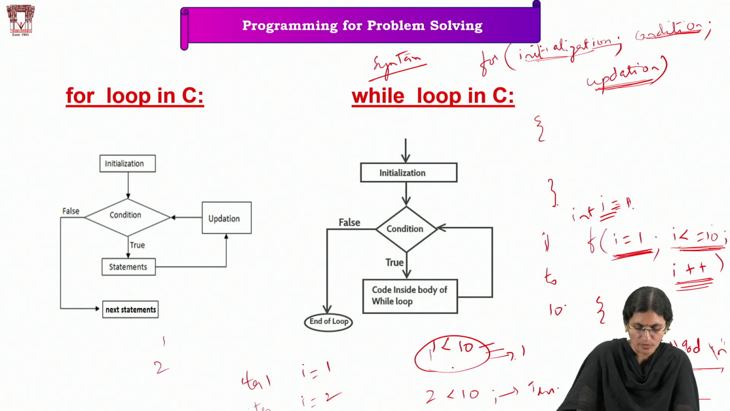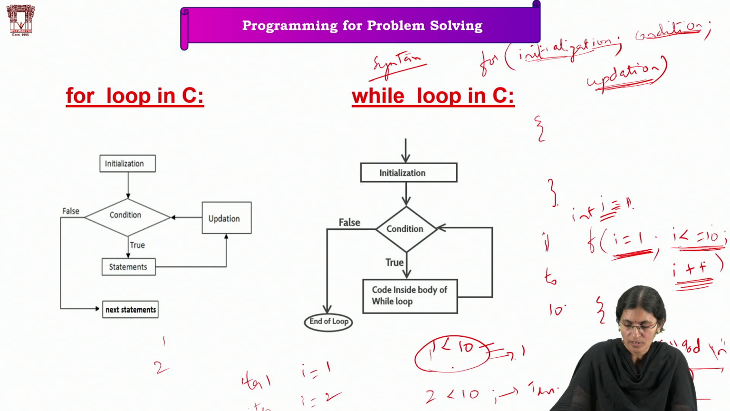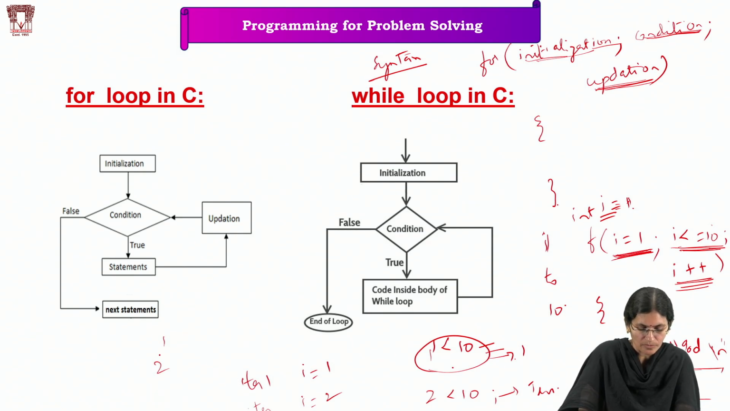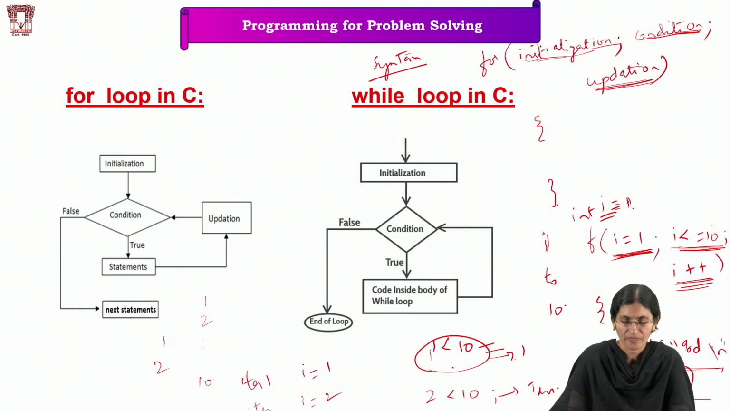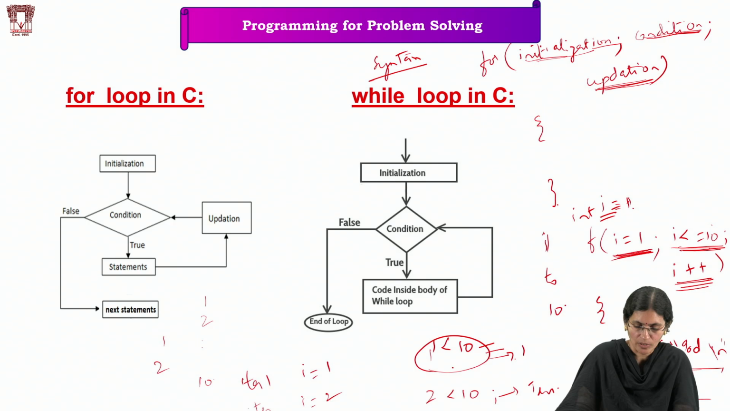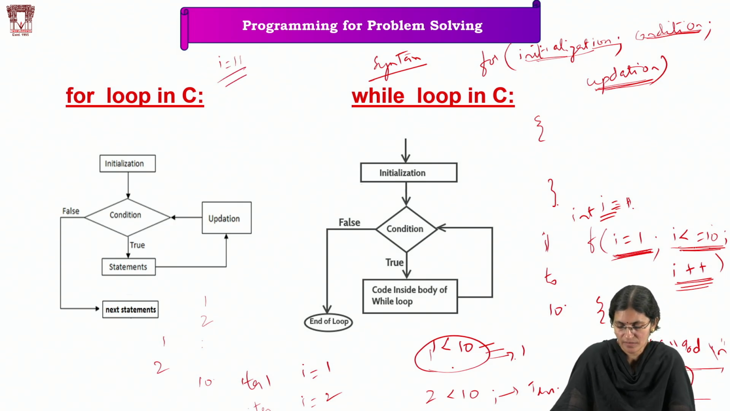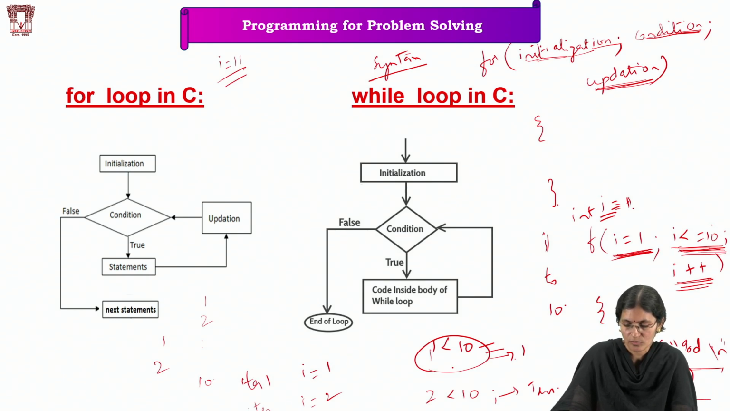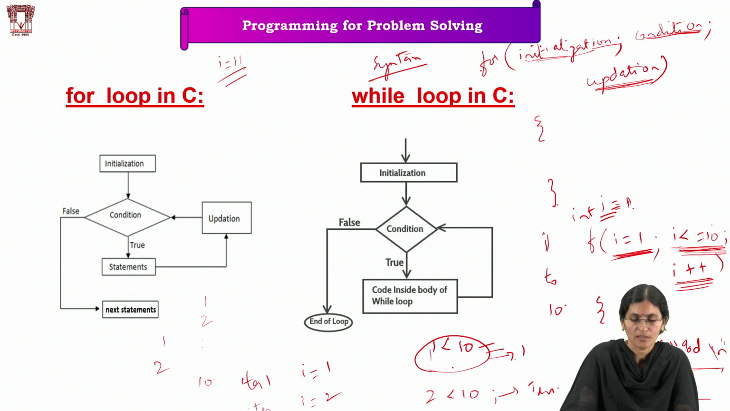So the output will look like this. All the numbers from 1 to 10 will be printed: 1, 2, 3 and so on up to 10. After that, when i is incremented by 1 and i is equal to 11, this condition becomes false because 11 is greater than 10, and no more printf statements are executed. So this is the execution of the for loop.